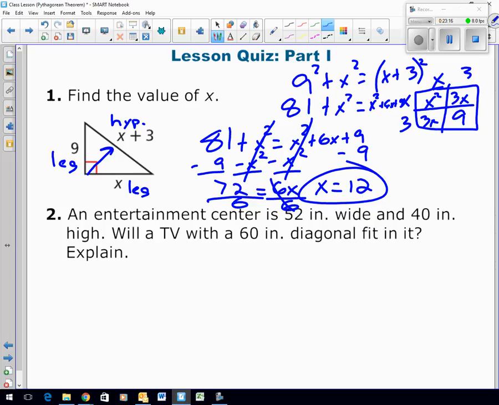Alright, Leffler, your turn. An entertainment center is 52 inches wide and 40 inches high. Will a TV with a 60-inch diagonal fit in it? What are you gonna do?